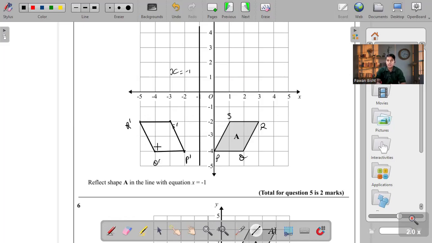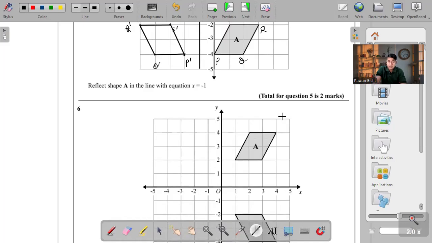So that is the reflection of parallelogram PQRS, the shape A. It's a parallelogram in the line with x equals minus 1, right? So they both are mirror images of each other. I hope it is clear to you, right?